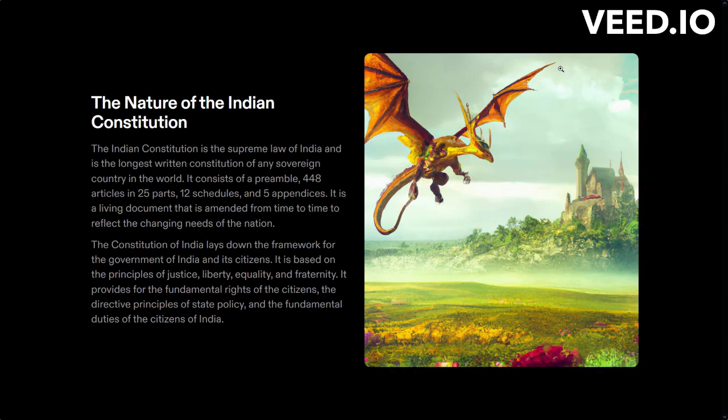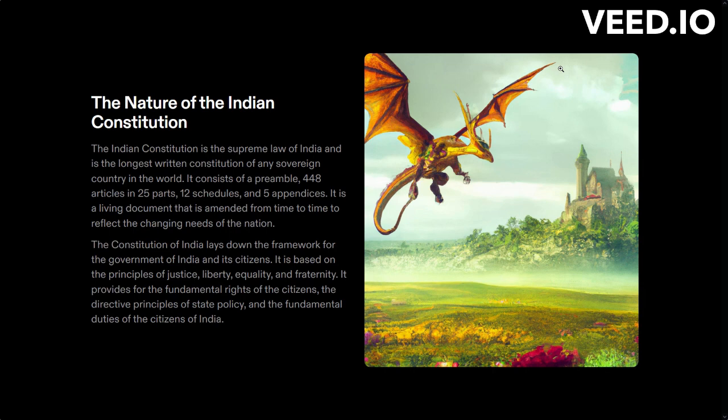The Constitution of India lays down the framework for the government of India and its citizens. It is based on the principles of justice, liberty, equality, and fraternity. It provides for the fundamental rights of the citizens, the directive principles of state policy, and the fundamental duties of the citizens of India. Key bullet points.